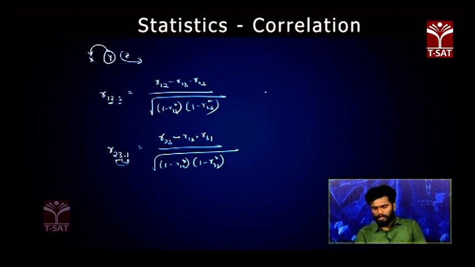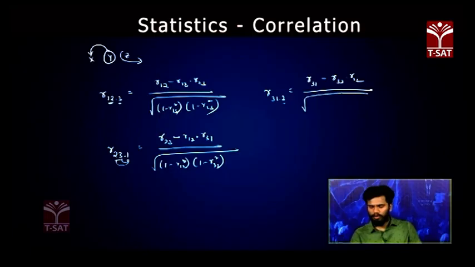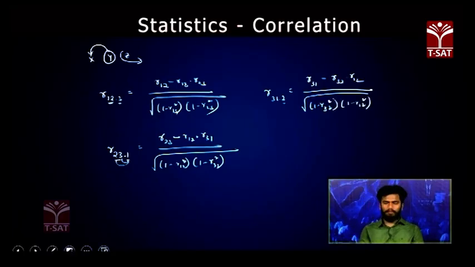The same way R31.2, that is, we are eliminating the effect of y and finding only the correlation between x and z. It is given by R31 minus R32 into R12 divided by under root 1 minus R32 square into 1 minus R12 square. So these are the formulas for partial correlation coefficients.